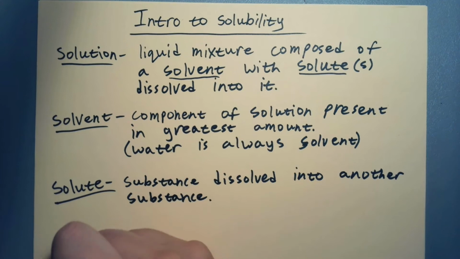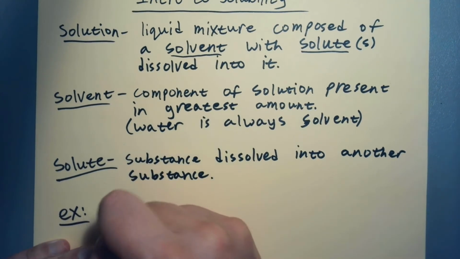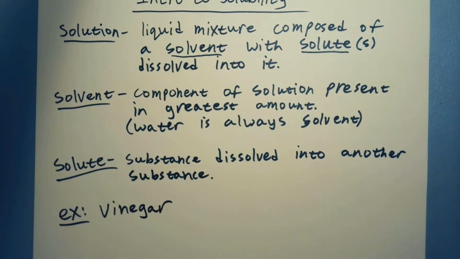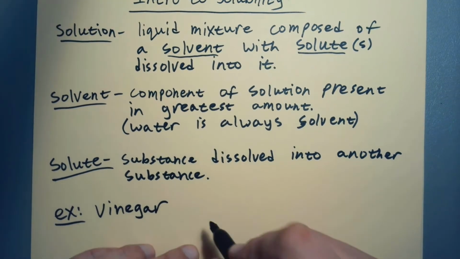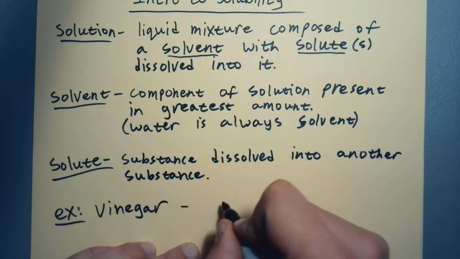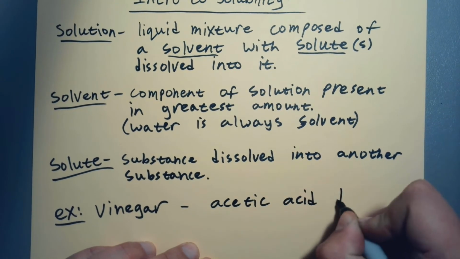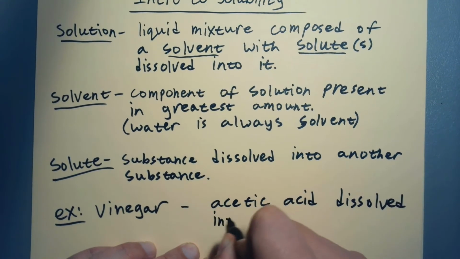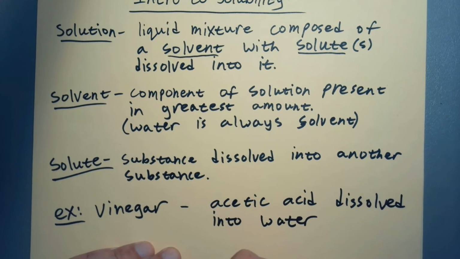And so vinegar. You've seen it in grocery stores. Maybe you use it in cooking or a recipe or something like that, you know. Well, what is it? Well, it is acetic acid dissolved into water. And so what is acetic acid, right?